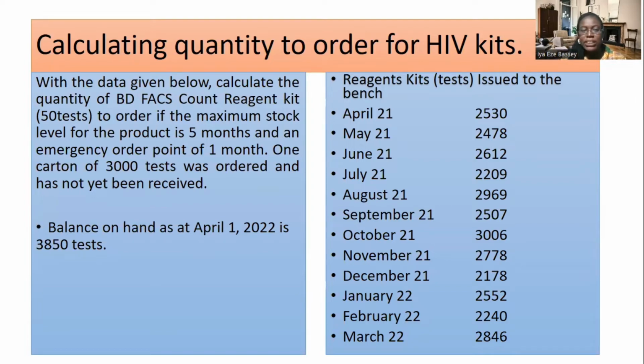Each kit contains 50 tests that you need to order if the maximum stock level for the product is 5 months and you have an emergency order point of 1 month. 1 carton of 3,000 tests was ordered and has not yet been received. So the balance you have at hand as at April 1, 2022, was 3,850 tests. So these are the data that we have. That is the data we have from April 2021 up to March 2022. Okay, and now we need to make order.